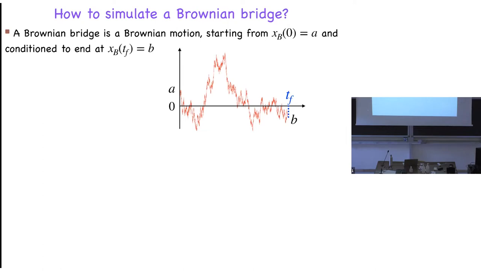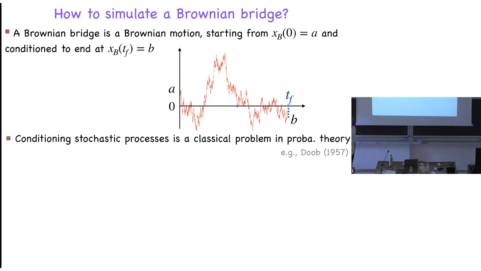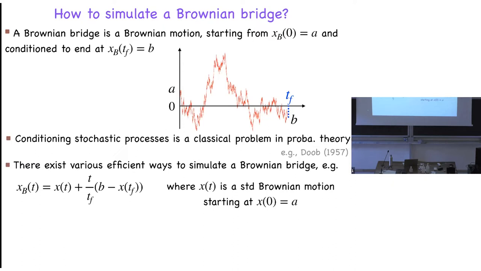In fact, the question of conditioning stochastic processes is a classical problem in probability theory. The first name we probably have in mind is Doob, but after him, lots of people have worked on that. And in this particular bridge configuration, it turns out that there is a very nice way to generate a Brownian bridge starting from a Brownian motion. So this is a quite well-known relation here. x of t is just a standard Brownian motion, starting at a given point, say zero. And then what you need to subtract is this term here. And you can check that this correctly generates a Brownian bridge.